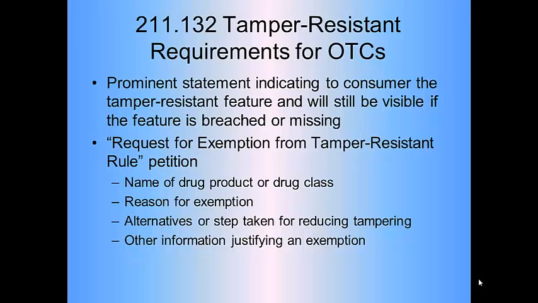Continuing on with this, prominent statement indicating to the person buying it, the consumer, that tamper-resistant feature is there. If it's been breached, how can you tell that? Request for exemption from tamper-evident petition. You have to go through and plead the case with the agency as to why you're exempt from this.